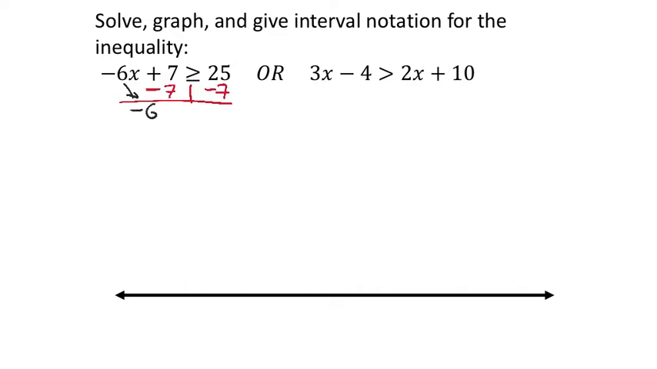So this gives me -6x. My 7 zeroes out just like we wanted it to, is now greater than or equal to 18. It's positive 18, but yeah, here we go again. We're dividing both sides by a negative, which then gives me that x, that negative is going to flip that inequality, so x is now less than or equal to -3. All right?